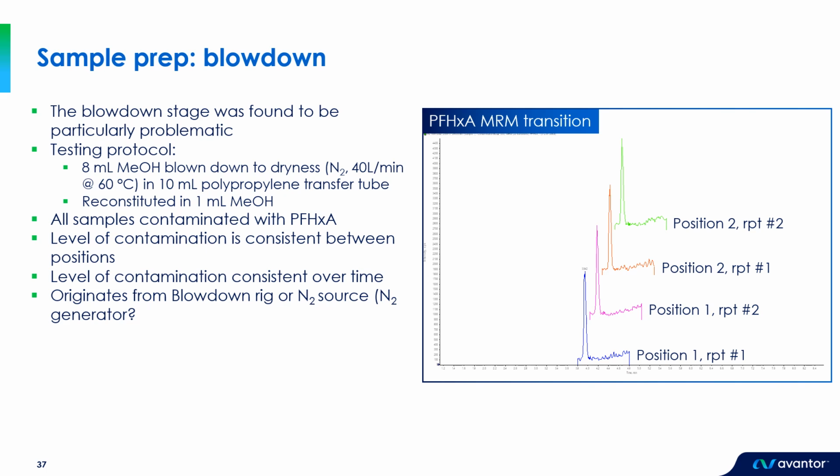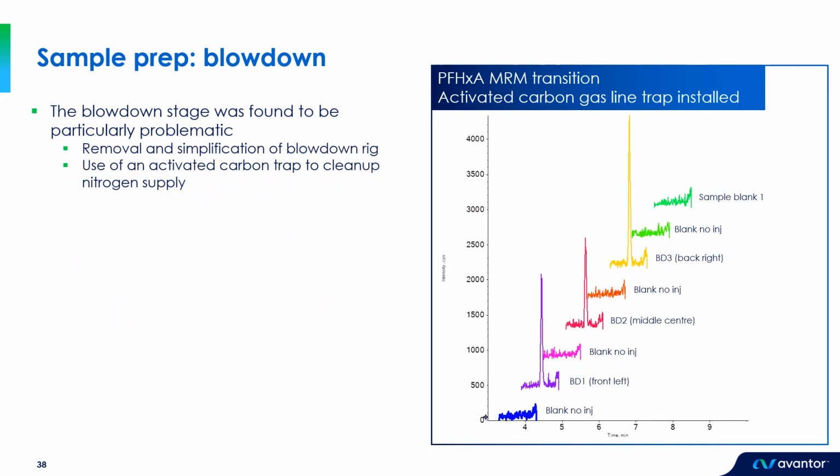So here we had several potential sources of the PFHxA. It could originate from the blowdown rig itself or the nitrogen source, which in our case was a nitrogen generator. So we tried a number of experiments to determine where this contamination was coming from. Firstly, we removed the blowdown rig and simplified the setup. So we basically had a glass pipette attached to our nitrogen line, and that didn't resolve the issue, but proved that our rig itself was not the origin, but rather the nitrogen source itself.